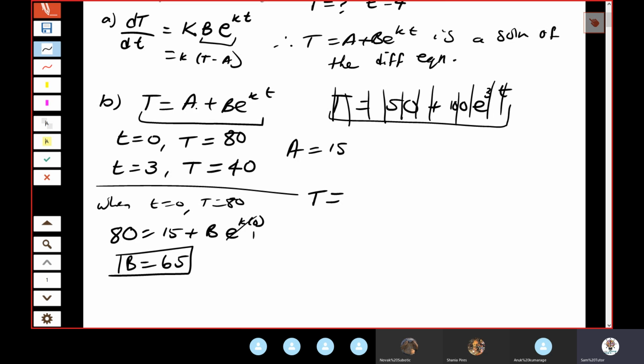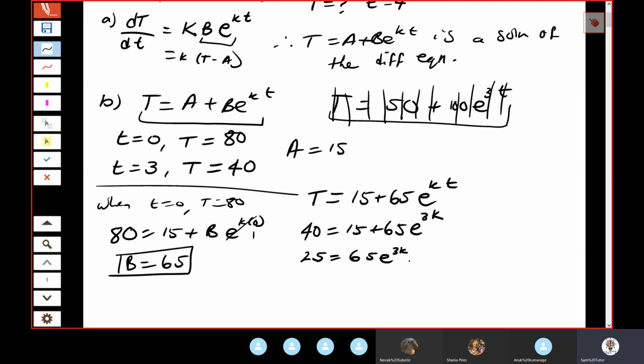Now you've got a new expression. Your expression is what? T equals 15 plus B E to the K T. You've got to get rid of the K. But you've got another piece of information. When time is 3, temperature is 40. Obviously, you're going to solve for K this time. The way we do it, we'll subtract 15 first. So 40 take away 15, 25 equals 65 E to the 3K. I don't like the 65. You would divide it. 25 on 65 becomes 5 on 13.